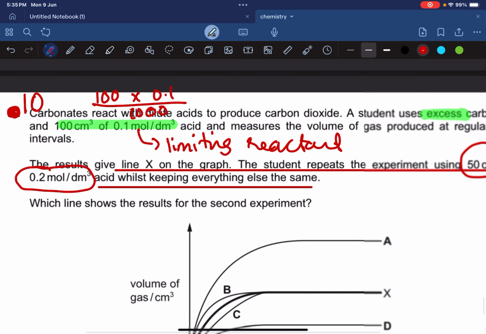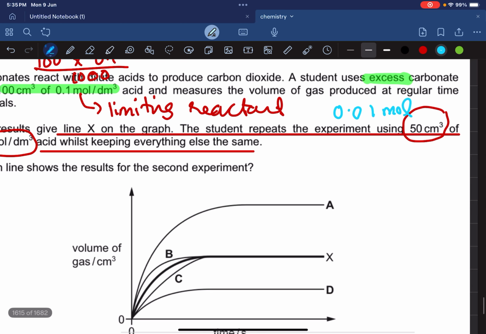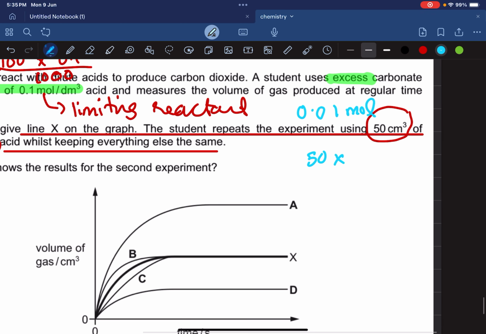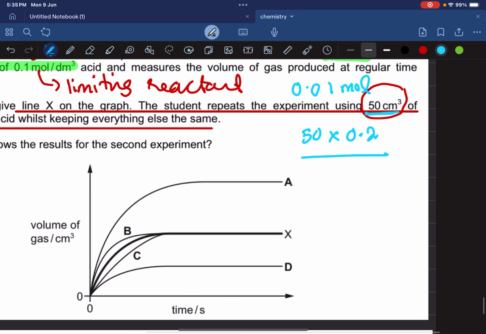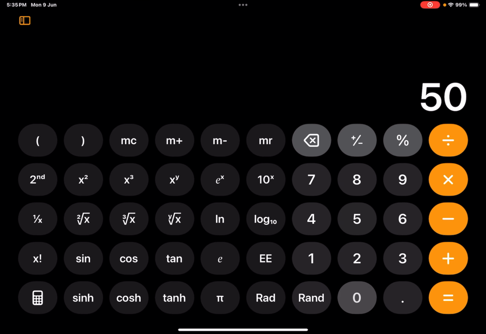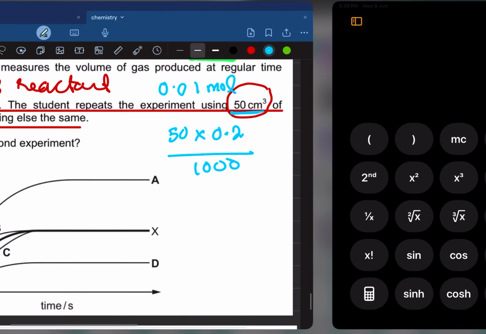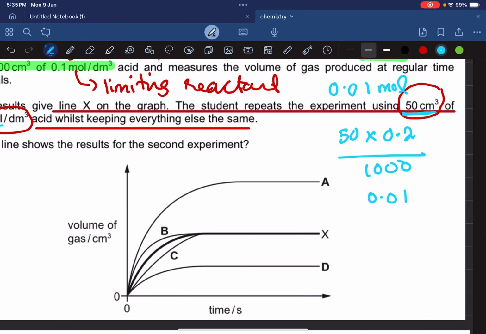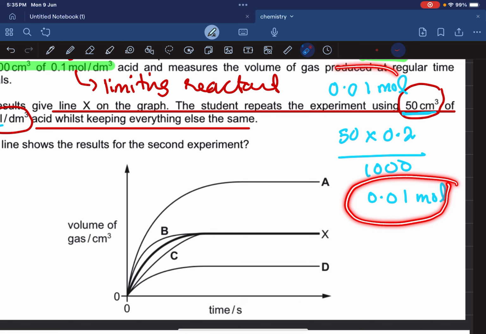So for my first experiment, I have 0.01 moles. For my second experiment, it's 50 and 0.2. So 50 times 0.2, that's the volume times the concentration. You just multiply both, divided by 1000. So 50 times 0.2 divided by 1000, and I get 0.01 moles. So look, the acid was the limiting reactant, and the limiting reactant moles are the same for both experiments.